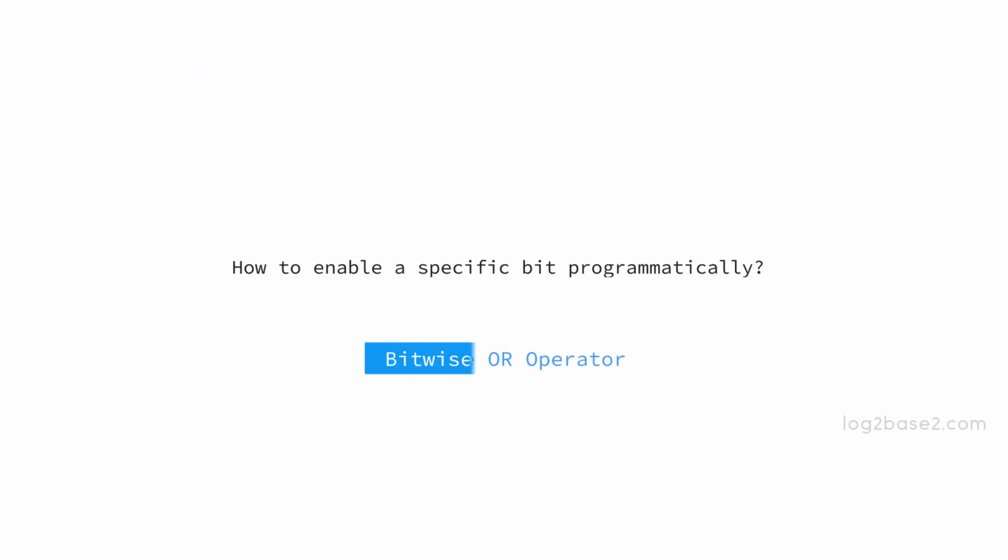But how to enable a bit specifically? We can use the bitwise OR operator and have a mask value for each case. Suppose we want the car to go left, and the second bit is reserved for the left direction. We can have the mask value 0010 and perform a bitwise OR operation, and in the result only the second bit is 1 and the car will go left. And if you want to go backward, that is the fourth bit, and we can have the mask value 1000. So in the result only the fourth bit is 1.